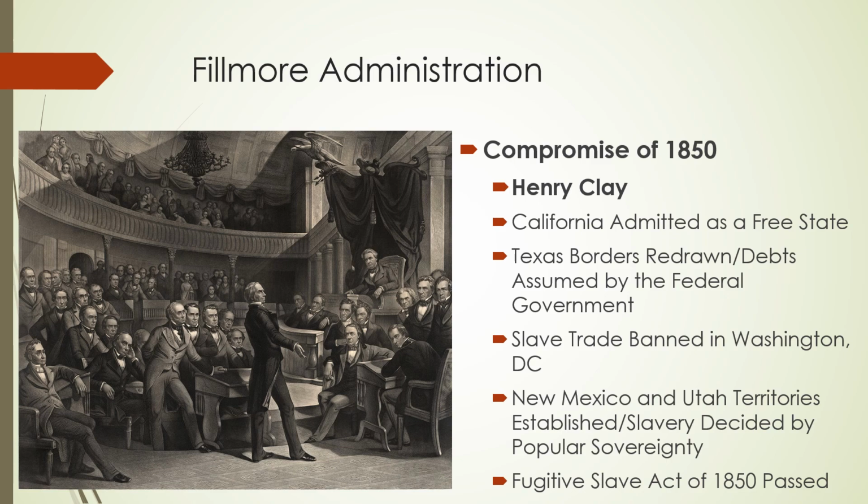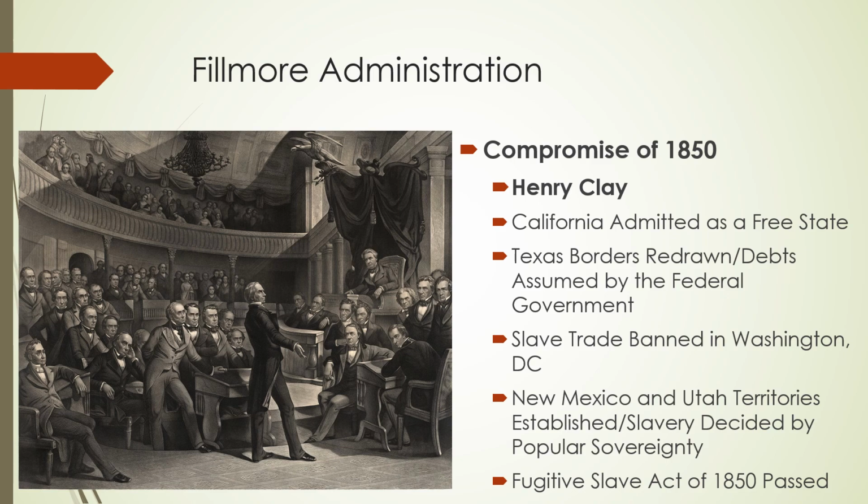So another part of the compromise is that the slave trade is banned in Washington, D.C. And I don't want anyone to misunderstand this. Slave owners can still have slaves in Washington, D.C., but the trade of slaves is what's banned, okay?